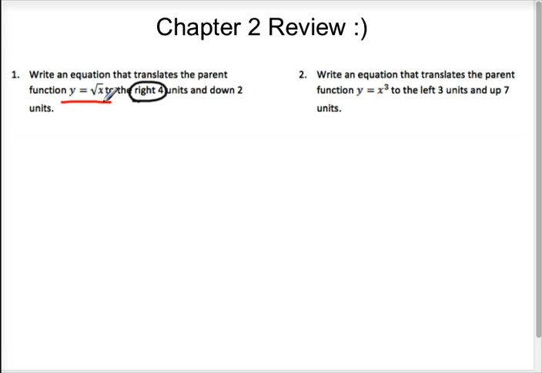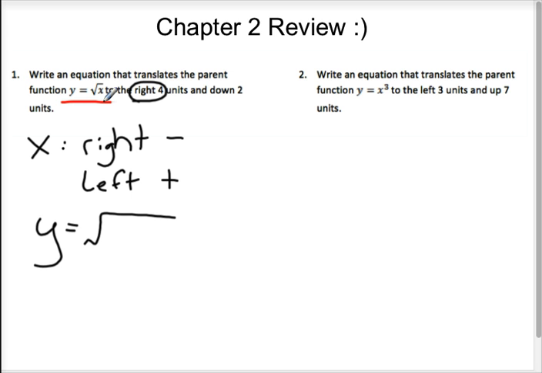Now, remember, left and right means x values change, okay? Right is a negative change. Left is a positive change. So recall we discussed in class, this is a little bit backwards from what we would expect. Right actually means we need to subtract 4 from the x. So remember, moving it right and left means you're changing that x value. You're subtracting 4 from the x.